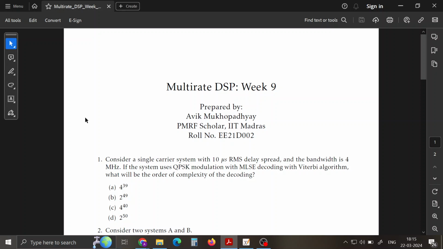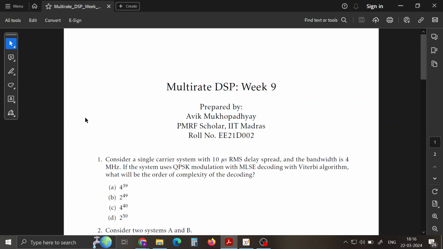Before we begin, let's recall the topics that were covered in week 9. At first we saw the multi-rate DSP framework for multi-carrier modulation. This multi-carrier modulation terminology was used earlier as a substitute for OFDM. OFDM was earlier known as multi-carrier modulation.